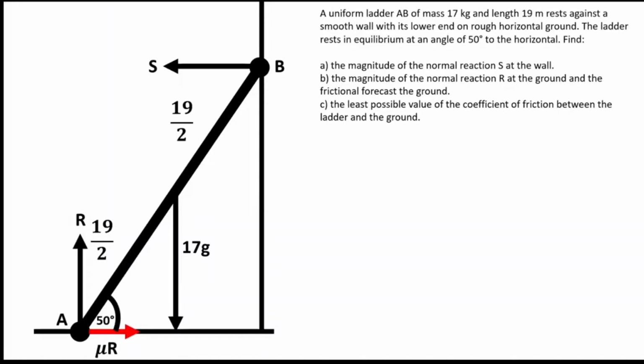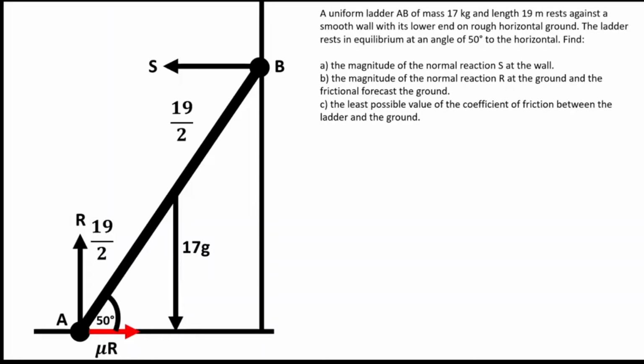If I take moments from point A, we already know that the forces going through A will not be considered. So I don't need to worry about R, which is unknown, and I don't need to worry about mu, which is unknown. The only forces I'm going to work with are the 17g and S. Both of these are known. The lengths that I would use to get there are known, and the angle is known.